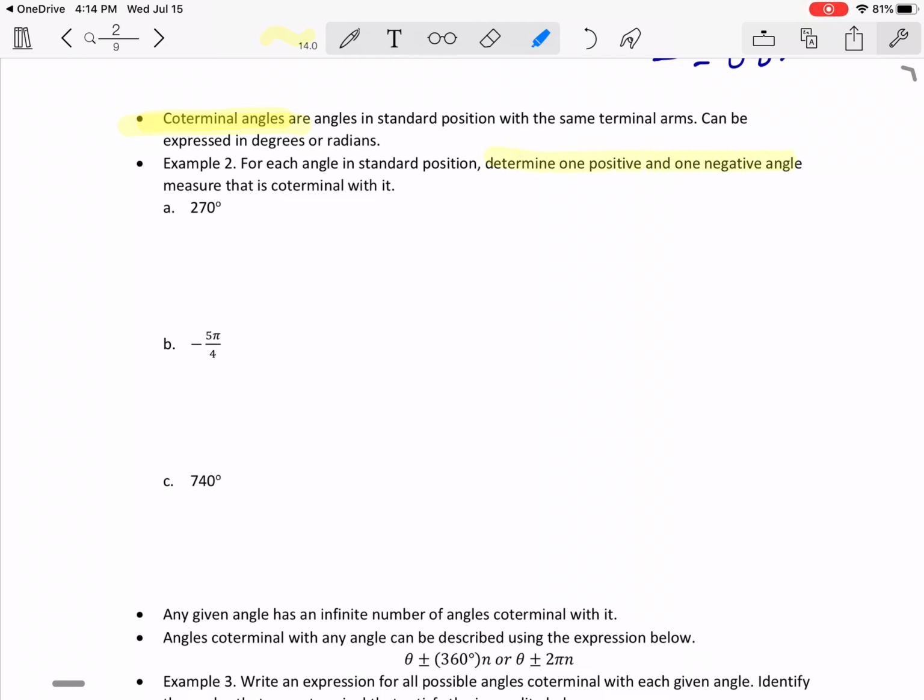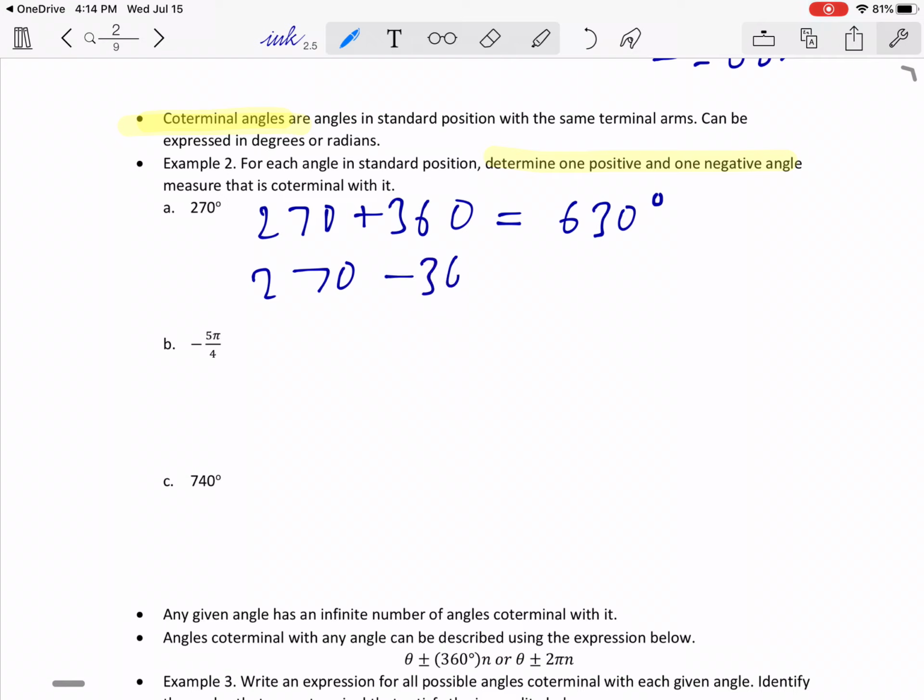If we want 270, we just go 270 plus 360, so that's another full rotation, and this brings you back to where you are. So 630 degrees would be a positive. If we want a negative, just subtract 360, which just means you're rotating the other way. That would be negative 90 degrees. So negative 90 and 630 are in the same spot as 270.